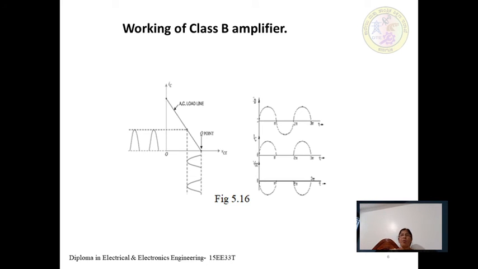The amplified output voltage, that is VCE, the collector to emitter voltage, is out of phase by 180 degrees. It is also shown in the waveform. So this is about the class B amplifier.